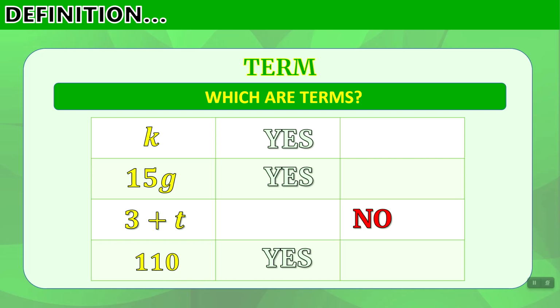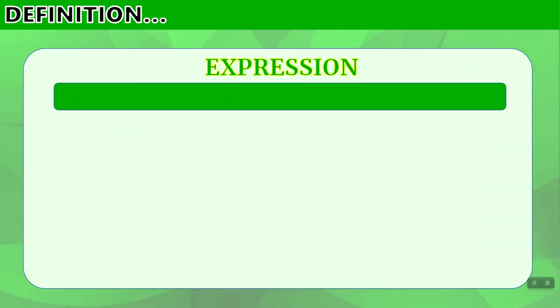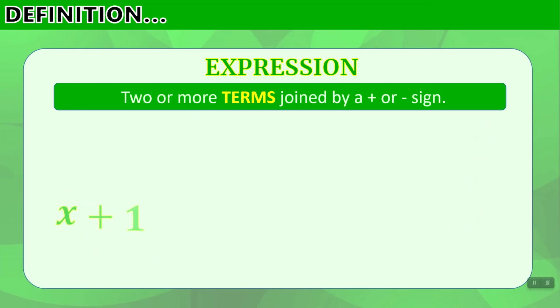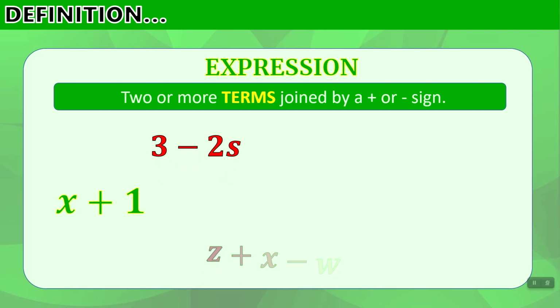Yes, 110 is a number, and it is a term. Now let's look at that word expression we just talked about. An expression is two or more terms joined by a plus or a minus sign. So x plus 1 is an expression containing the terms x and plus 1. 3 minus 2s is an expression. It contains two terms, 3 and minus 2s.